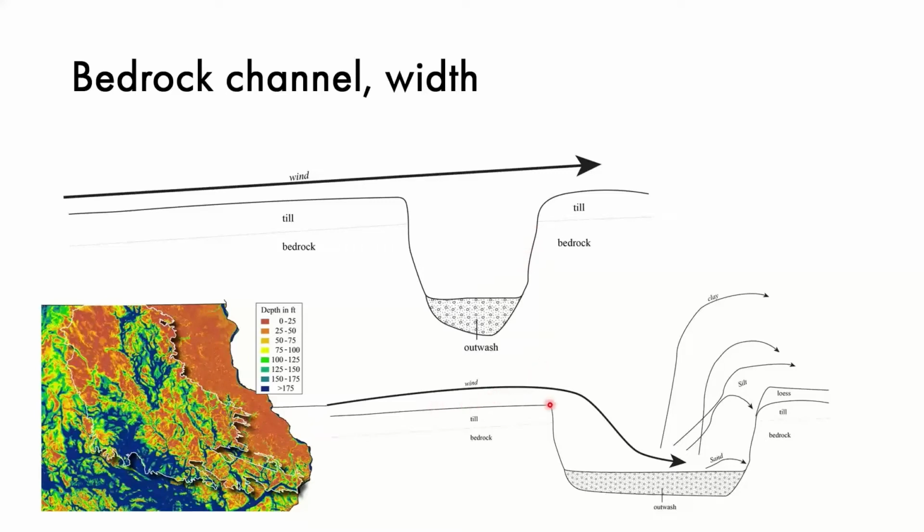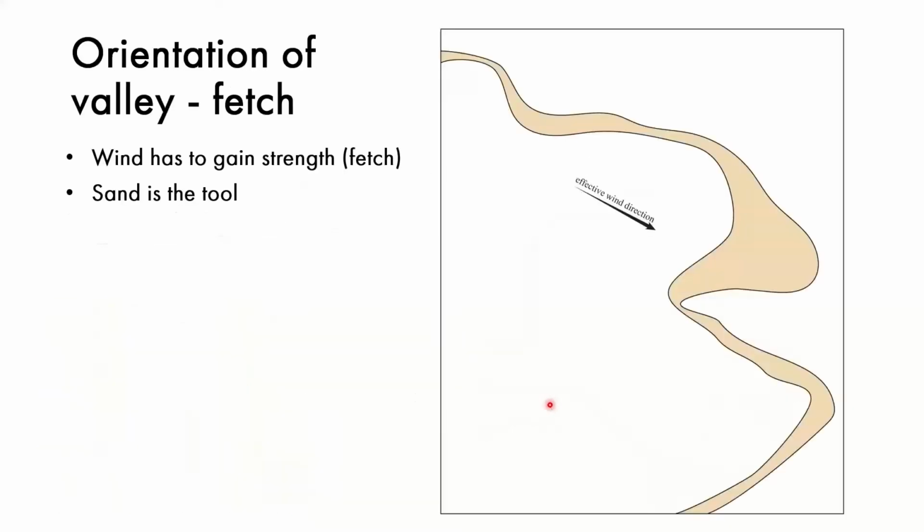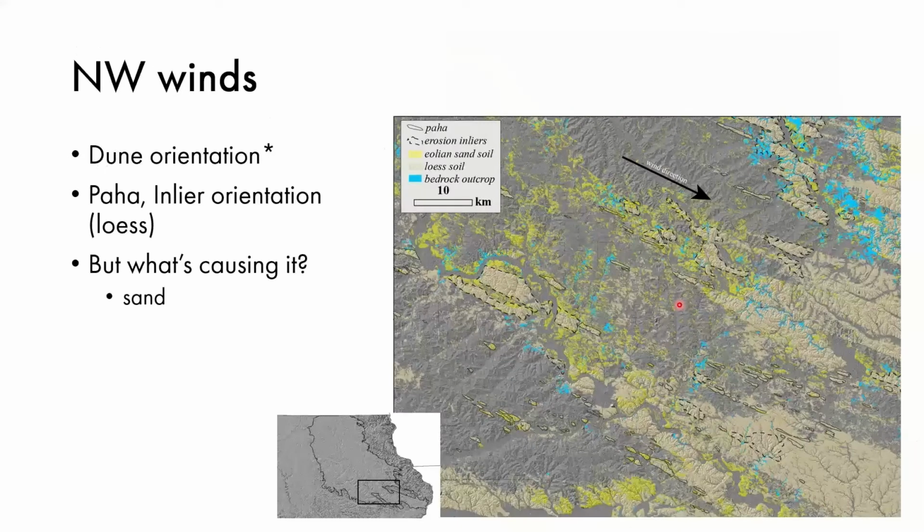And the orientation and width of these channels matters quite a bit, because if you have a valley that's oriented with the wind, it can then act as a fetch, where it can gain strength. But if you have the same channel and it turns against the wind, well, then you're going to have a topographic barrier. And we have to think about sand as the tool. So where can sand get out? Where can sand stay in place? So sand gets out where the channel is not steep and aligns with the wind.